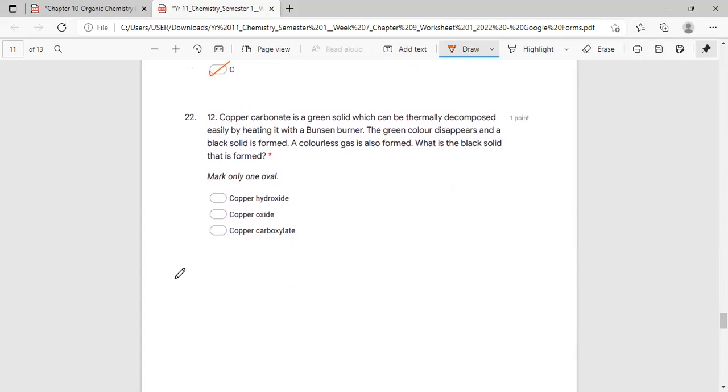Question number 12 is about the thermal decomposition of copper carbonate. When copper carbonate is thermally decomposed, you get 2 substances. The green color is for copper carbonate. A black solid is formed and a colorless gas is given off. What is the black solid? If you know the decomposition of copper carbonate, you'll easily be able to answer this question. Copper carbonate will form copper oxide plus carbon dioxide. So the answer here is copper oxide.